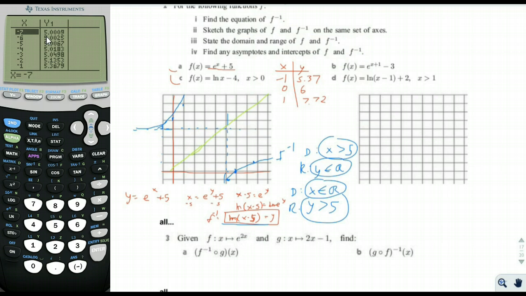Okay, all right. Now let's do the function log of x minus 4. So log of x minus 4.